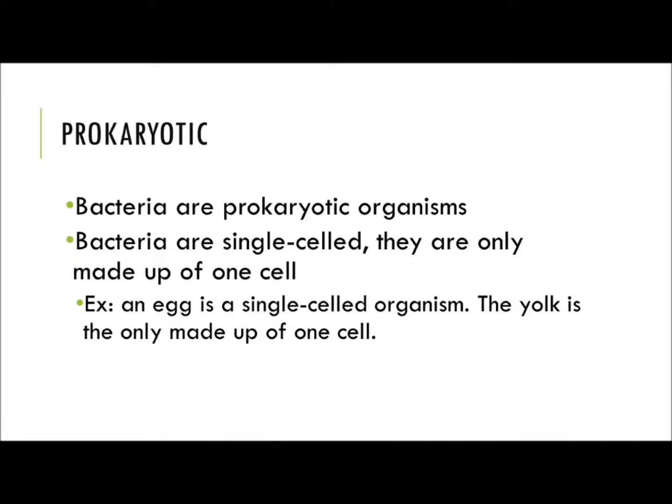Bacteria are prokaryotic organisms. These prokaryotic bacteria are single-celled, which means they are only made up of one cell. Usually, bacteria are very small. However, a good example to show a single-celled organism is an egg. The yellow part of the yolk is one cell. Usually, the single cell is very small. However, in this example, the yolk is very large.